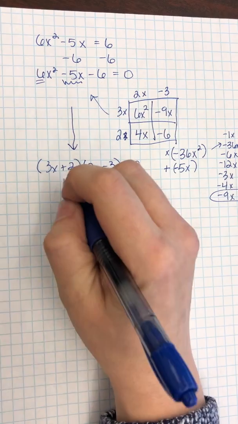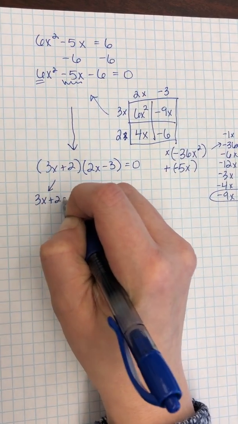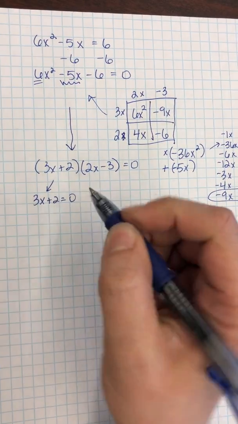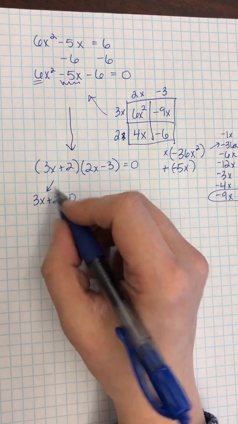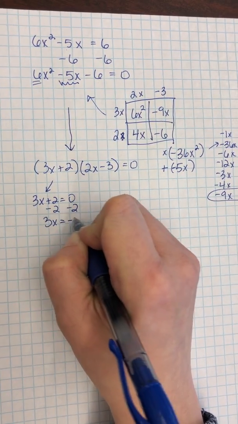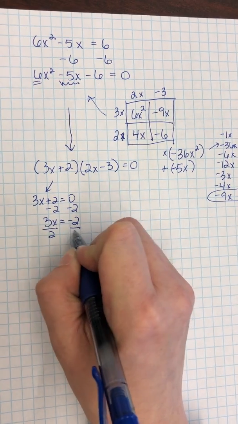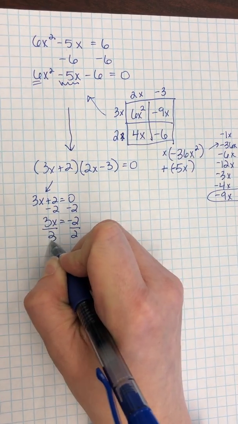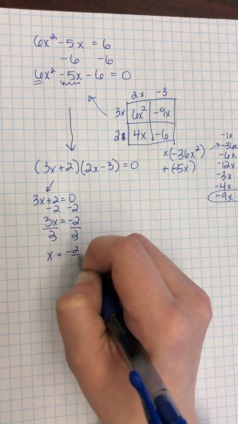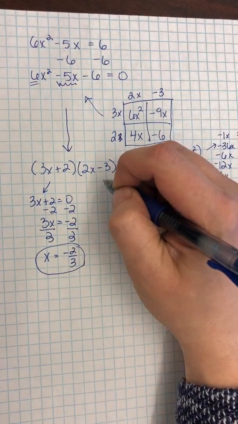Okay, then I can go ahead and set each of these equations equal to 0 and solve. So I'm going to look at this. Remember, we always want to undo addition and subtraction before division and multiplication. Minus 2, 3x equals negative 2. And to undo this multiplication, I'm going to divide by 3. And I end up getting x equals negative 2/3. There's one answer.